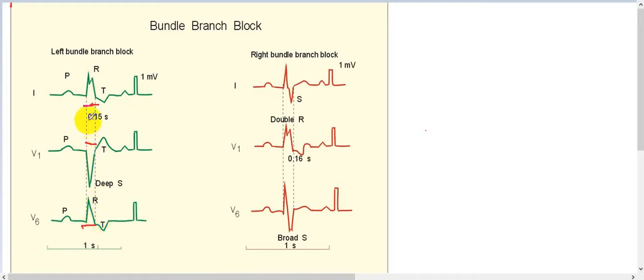Then you have a broad R wave in lead 1 and in lead V6 with no Q waves. You don't see a Q wave in lead 1 and in lead V6. And then you have a broad S wave in the septal lead, which is lead V1. So you have a broad R wave in lead 1 and lead V6, and a broad S wave in lead V1. You can call it either broad or deep, but it's a deep S wave in V1.